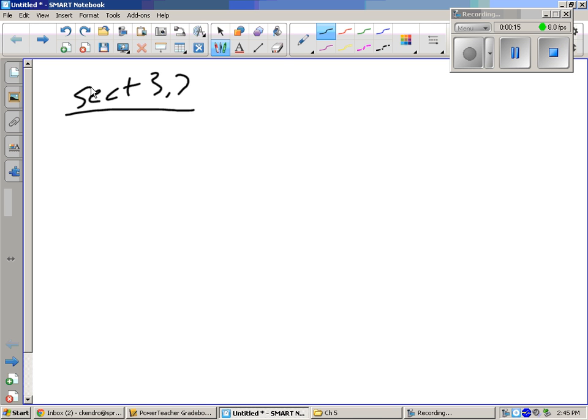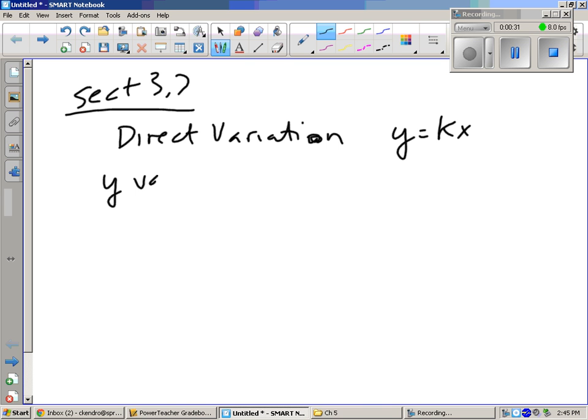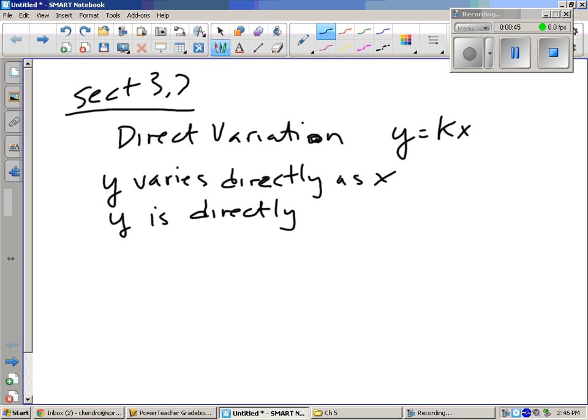All right, today we're going to talk about several different formulas and how to use them. And the first one is direct variation. I know you learned this somewhere along in your math career. The formula is y equals kx, and how we read that is y varies directly as x, or we can say y is directly proportional to x. Okay, so those are two different ways to say the same thing.